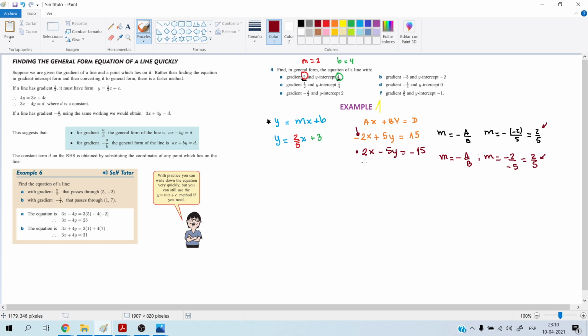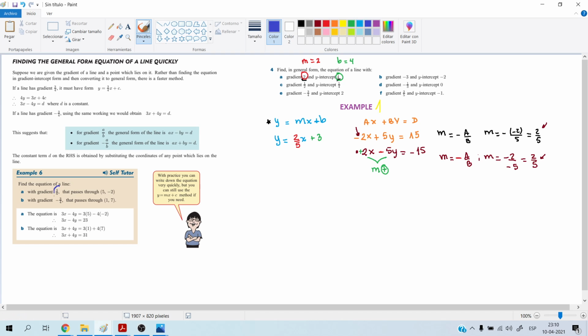Why am I telling you this? Because if you have different signs, like in this case, you have a positive 2x and a negative 5y, your gradient, since you always multiply times negative, is always going to be positive. So when you have different signs, your gradient is positive. When you have the same signs, your gradient is negative. Why am I telling you this? Because I don't know if we saw this, but I'm going to show you anyway.